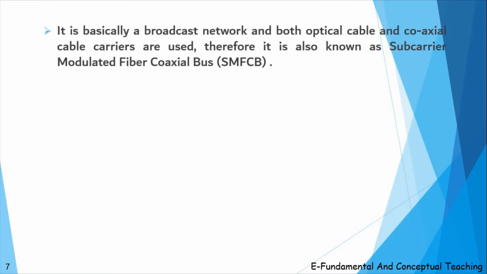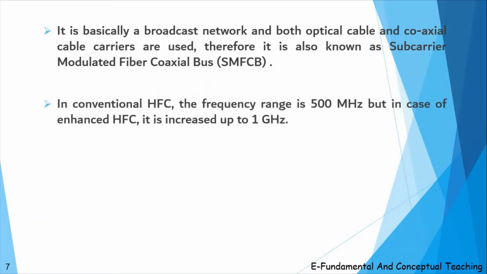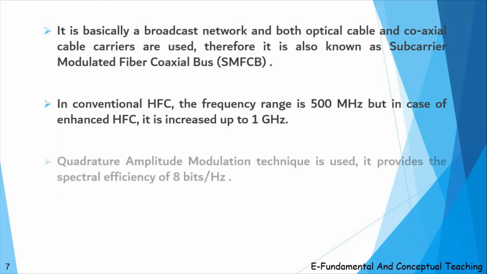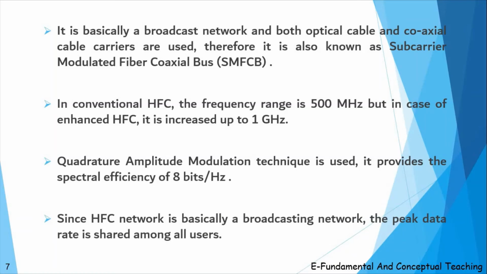HFC is basically a broadcast network and both optical cable and coaxial cable carriers are used. Therefore, it is also known as Subcarrier Modulated Fiber Coaxial Bus, SMFCB. In conventional HFC, the frequency range is 500 MHz, but in the case of enhanced HFC, it is increased up to 1 GHz. Quadrature amplitude modulation technique is used. It provides a spectral efficiency of 8 bits per hertz. Since the HFC network is basically a broadcasting network, the peak data rate is shared among all users.